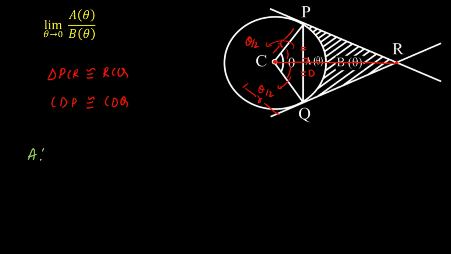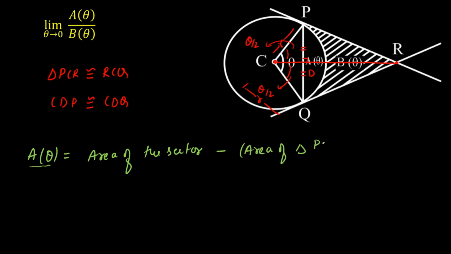So let's start with A of theta. Now, the first thing that comes to my mind is I can calculate the area of the sector. If I subtract the area of the triangle from the sector, I'll easily get the value of A of theta. That is, A theta can be written as area of the sector minus area of triangle PCQ.